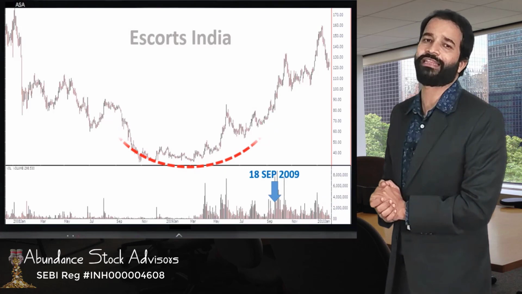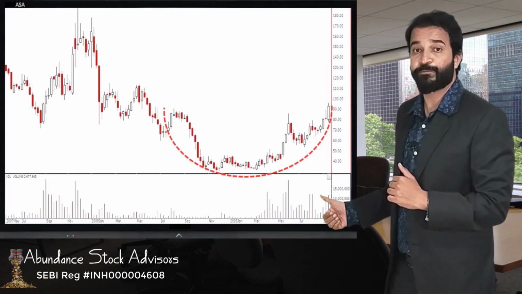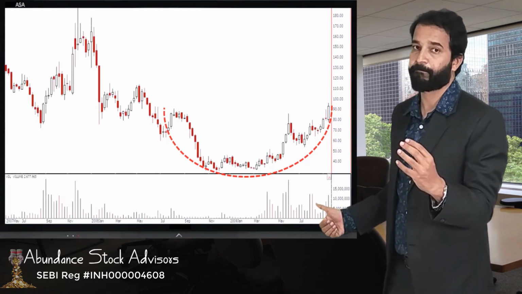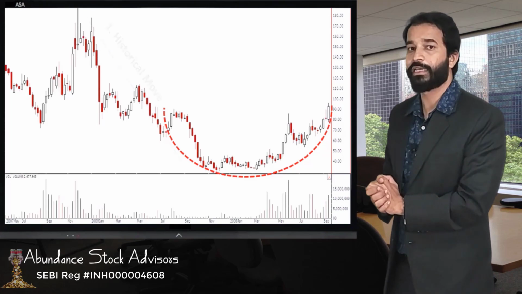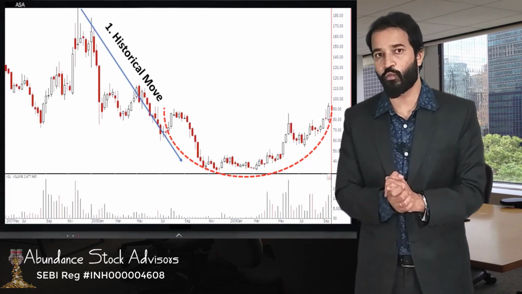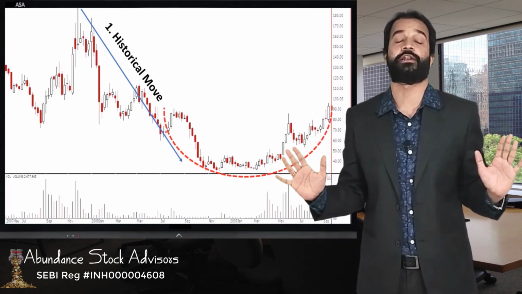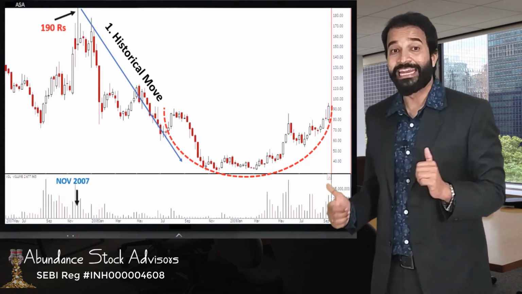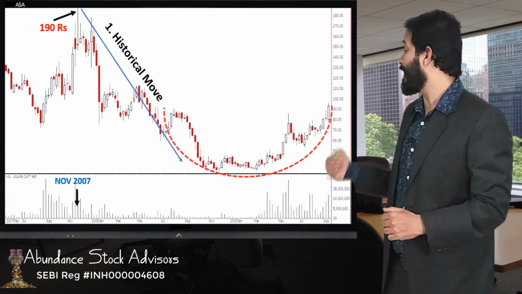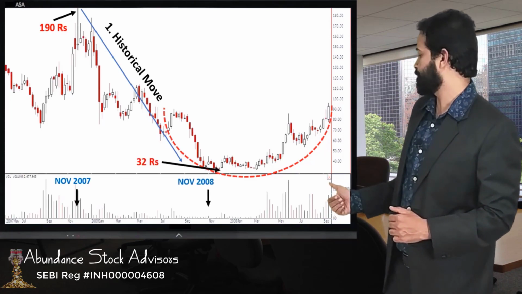Let's take a closer look at this pattern. Like in all chart patterns, in this pattern too, we get to see four important elements. This is very important to understand. So the first one is historical trail. This is indicating that the stock was in a strong downtrend for some reasons. Investors had ignored it badly. In November 2007, the stock was trading at 190 rupees, and in November 2008, it had sharply fallen to 32 rupees.